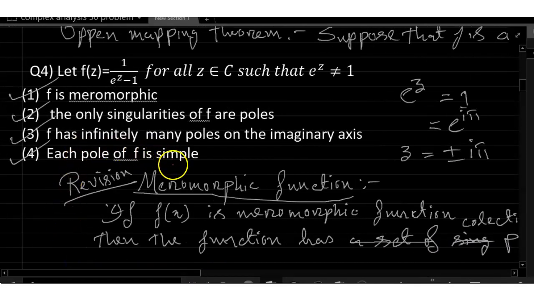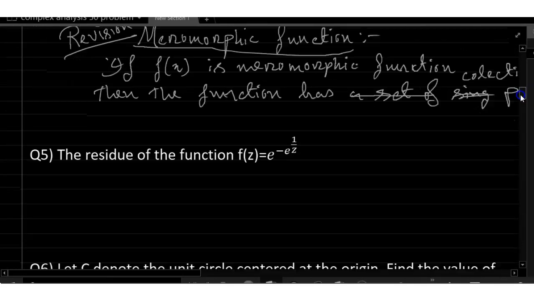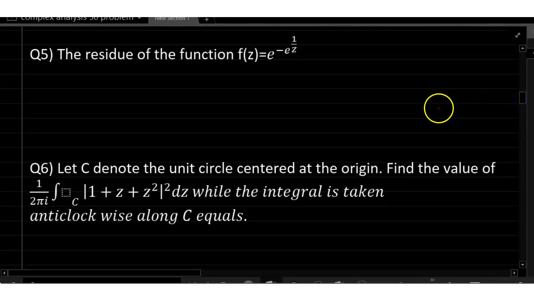Each pole of f is simple. This is correct because isolated pole, and the only singularities of f are poles. So if it is meromorphic, then it is isolated. The singularity is pole. Now next we will solve this problem.